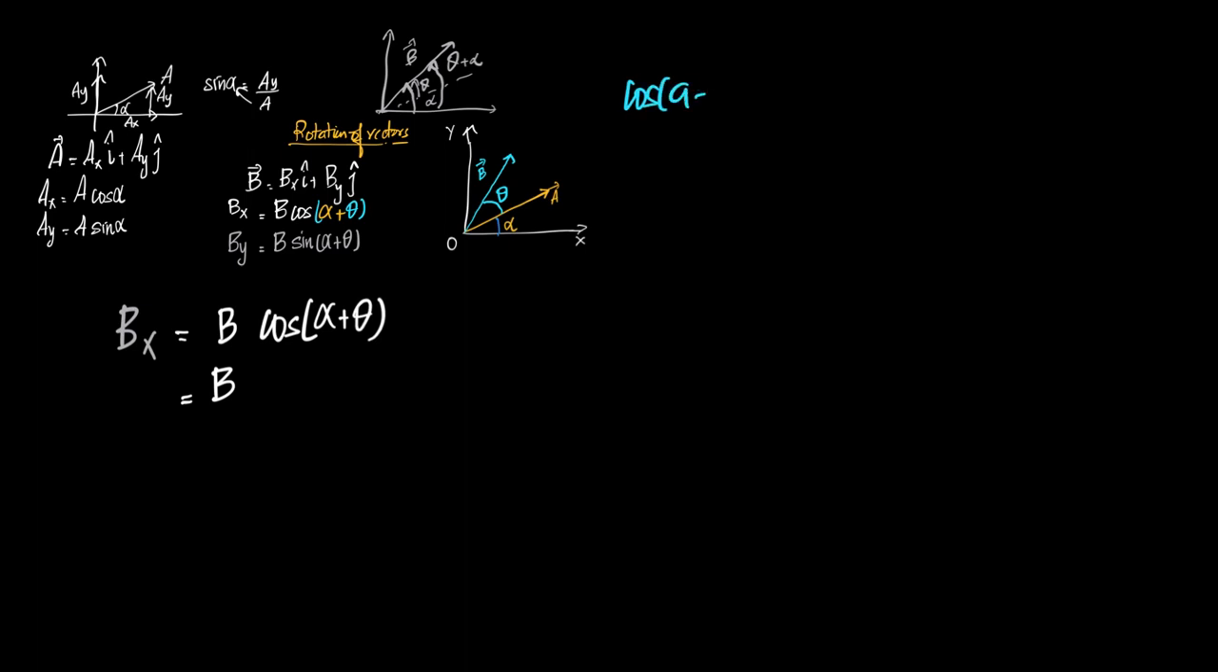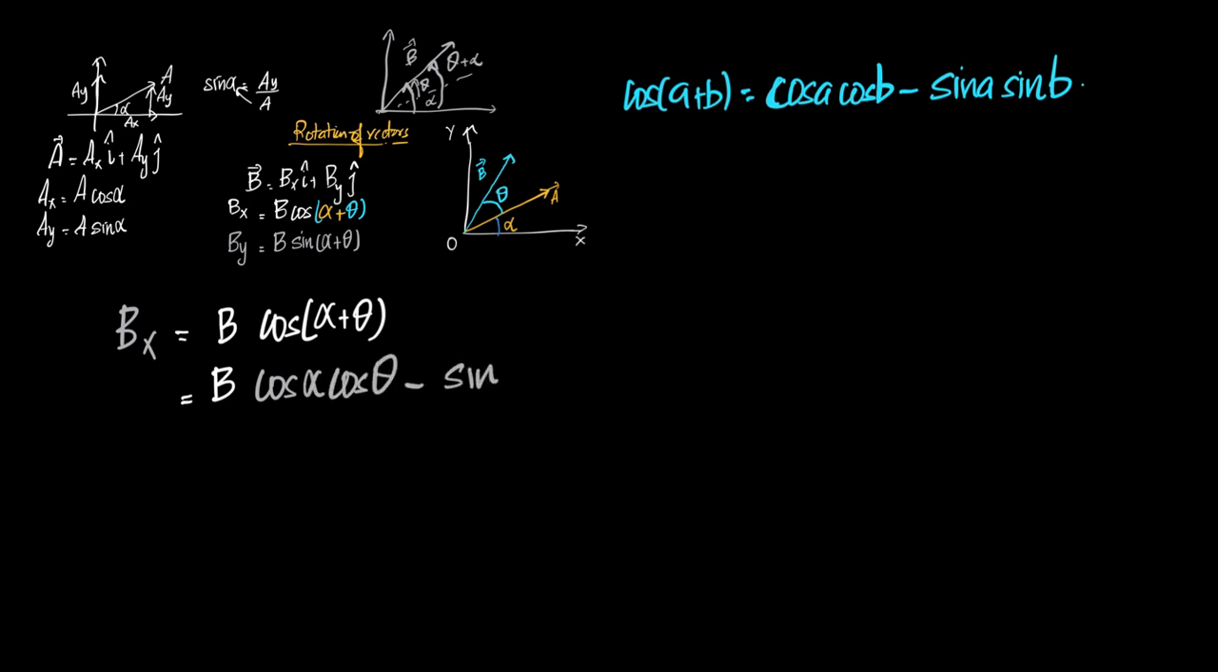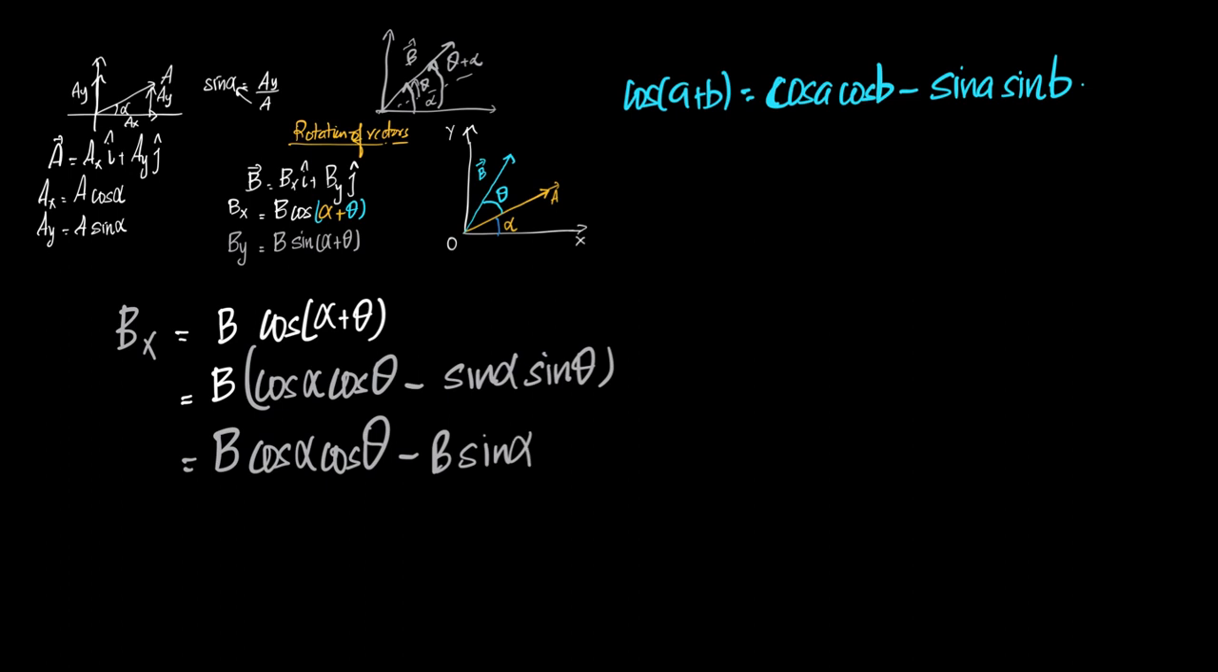See, the cos(a+b) identity is cos a cos b minus sin a sin b. So this can be written as cos alpha cos theta minus, within brackets, minus sin alpha sin theta. And if you take this inside, what you get is b cos alpha into cos theta minus b sin alpha into sin theta.